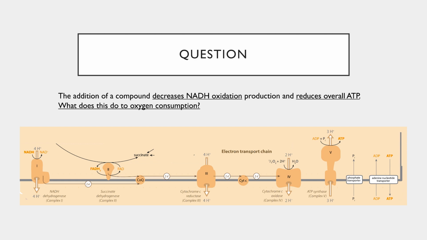So let's use that information to ask a question. If the addition of a compound decreases NADH oxidation and reduces overall ATP production, what does this do to oxygen consumption? So again, we have a decrease in NADH oxidation and a decrease in ATP production. So if we remember back, this looks very much like an inhibitor of the electron transport chain. And inhibitors of the electron transport chain will also decrease oxygen consumption.